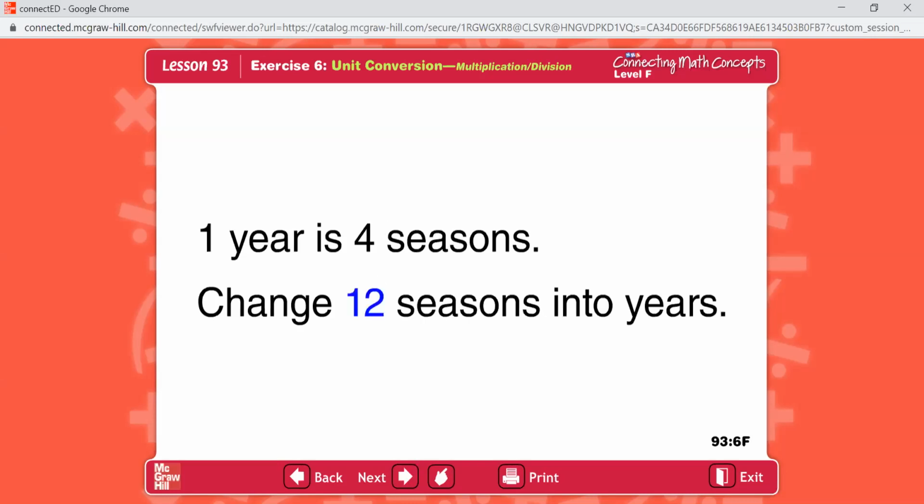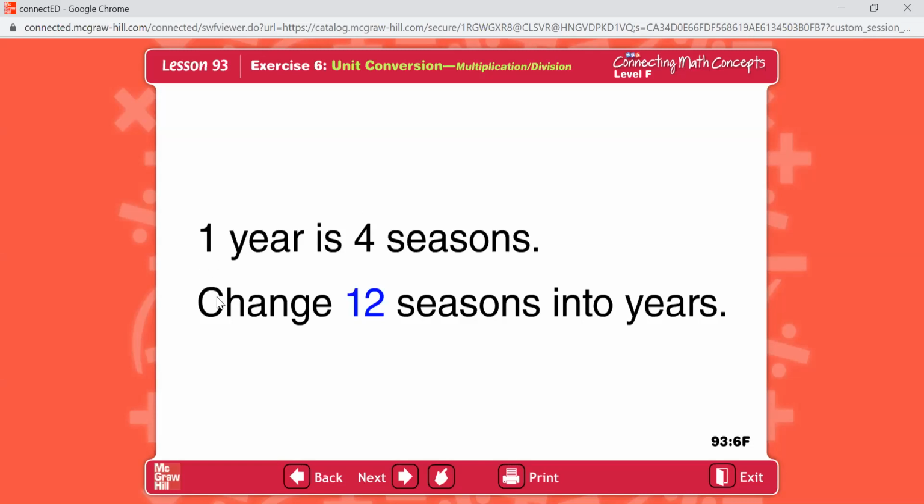Now let's change this. One year is 4 seasons. Our fact is 1 year is 4 seasons. It's asking us to change 12 seasons into years. Read the fact. 1 year is 4 seasons. Are there more seasons or are there more years? There are more seasons in our fact. 4 is more than 1.